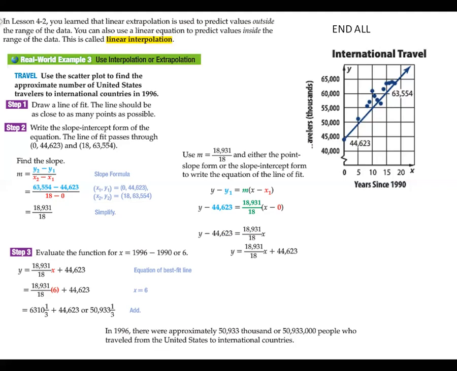Linear interpolation is whenever you're trying to figure out a data value that's within the values they give you. So we went from 1990 to 2010, so any values that are in that range would be linear interpolation. If I wanted to go and predict what 2050 would be, that'd be linear extrapolation, because that's beyond the values in the data set.